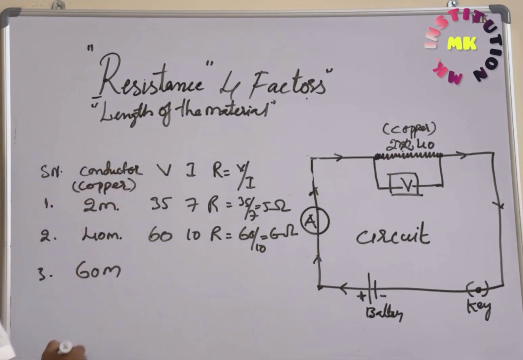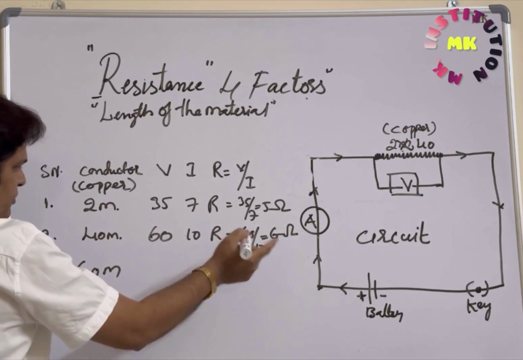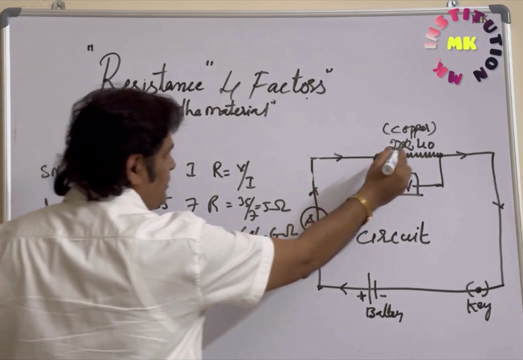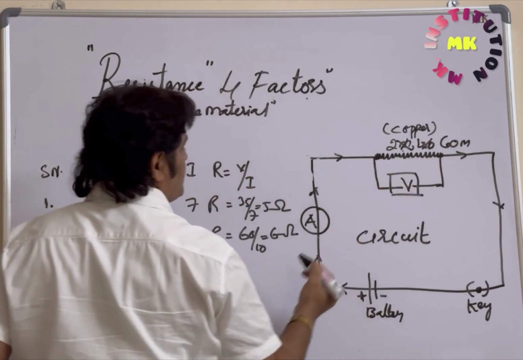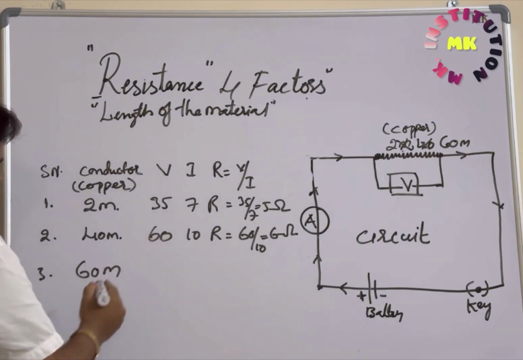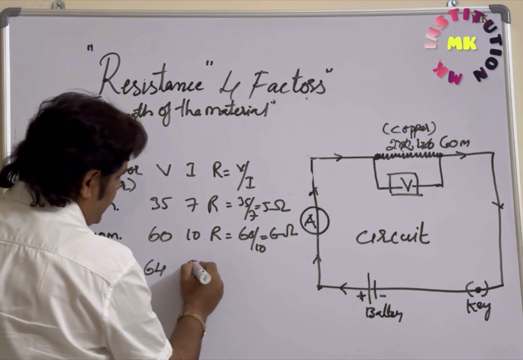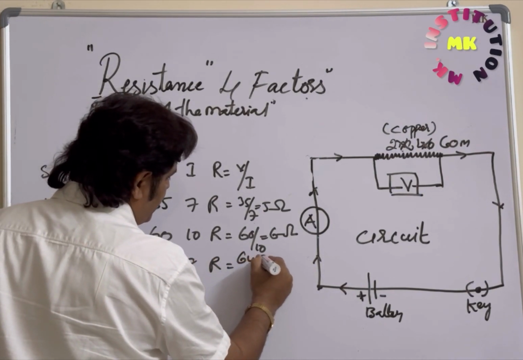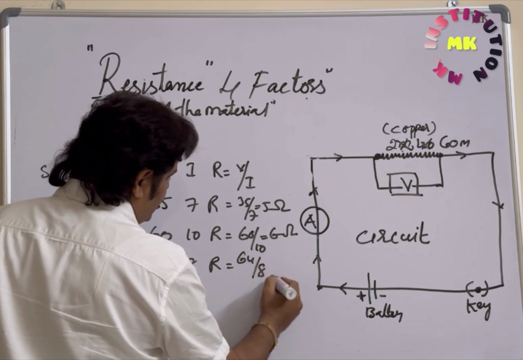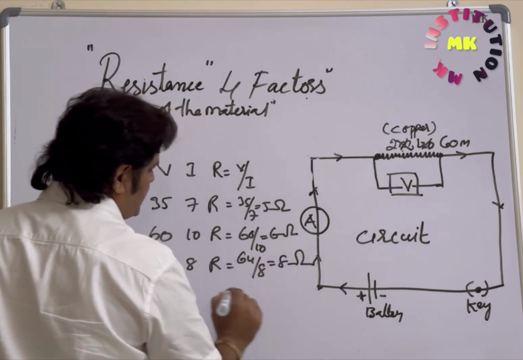The length of the copper wire is 60 meters now in the third case. Okay, once again switch on the gear, everything starts here. 40 completed. Now we are taking how much here now? 60 meters of wire. Now again we are doing the experiment. We got 64 here. Okay, resistance to find out here, 64 by 8. How much are you getting here now? 8. 8 8s are 64.